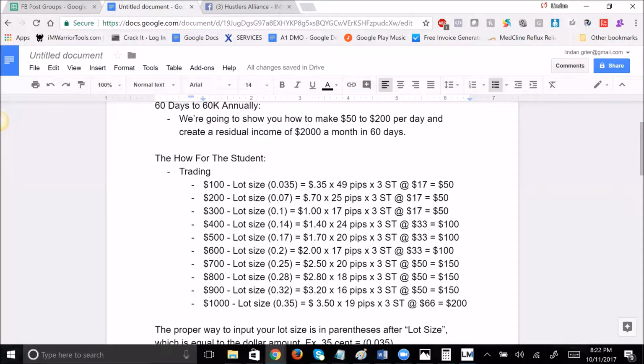So let's say you just came in the company, you have a $100 account, all right? Here is how you're going to make $50 a day, okay? With your $100 account, your lot size is going to be 35 cents. And the way you put that in your MT4 is 0.035. Your lot size is going to be 35 cents.